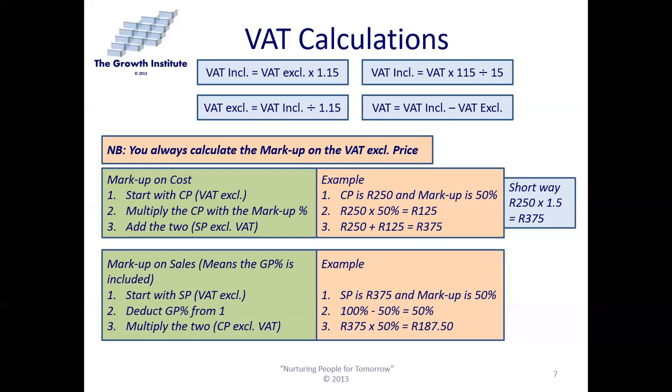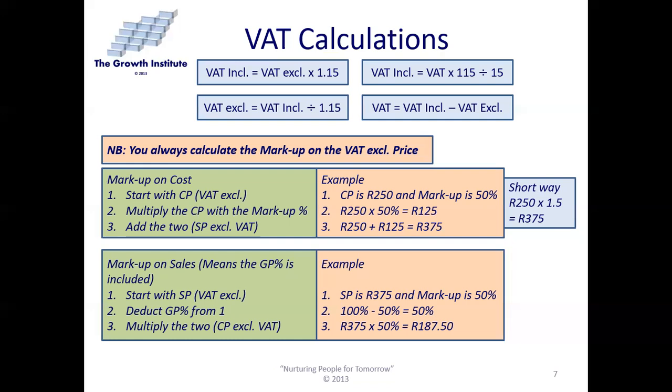Then there's another concept that they give us, which is the markup on sales. And what this really means is that the gross profit is included. Okay, so we start with the sales price, VAT exclusive again. Now I've started with the sales price that we had in the previous example to show you how much they differ. So in this case, the sales price is 375 and the markup is 50%. Okay, so what do we do? We deduct the gross profit from 1.